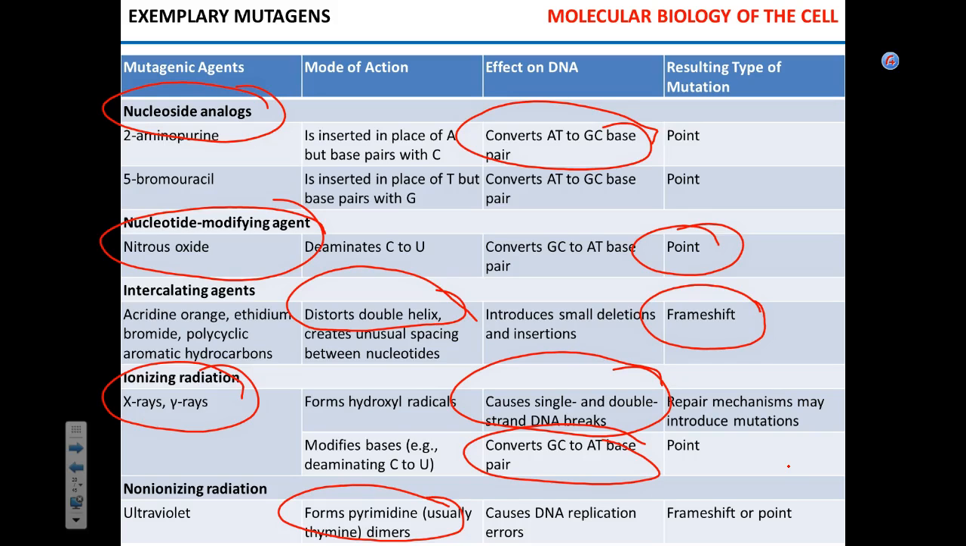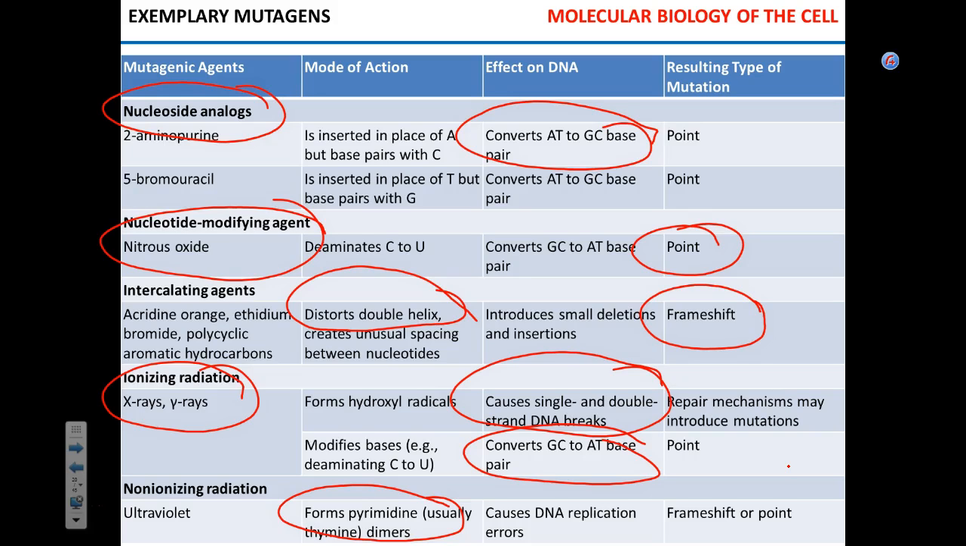Now, what you have to know: if I ask you what type of mutation the nucleoside analog or nucleotide modifying agent causes, you tell me it's a point mutation, strictly, because it just changed one base to another. Does that make sense? You just change GC to AT or AT to GC. Okay? Is that clear?